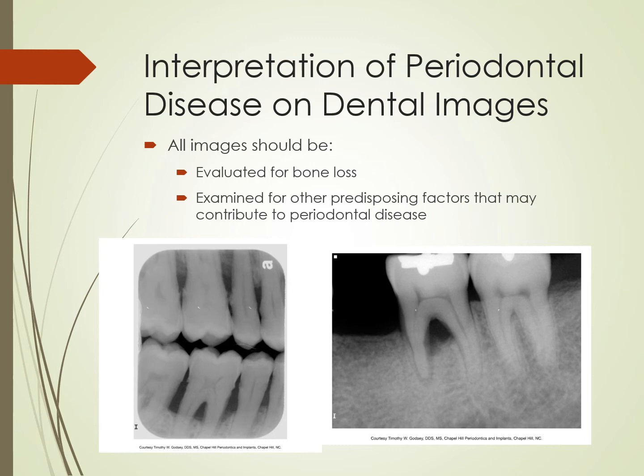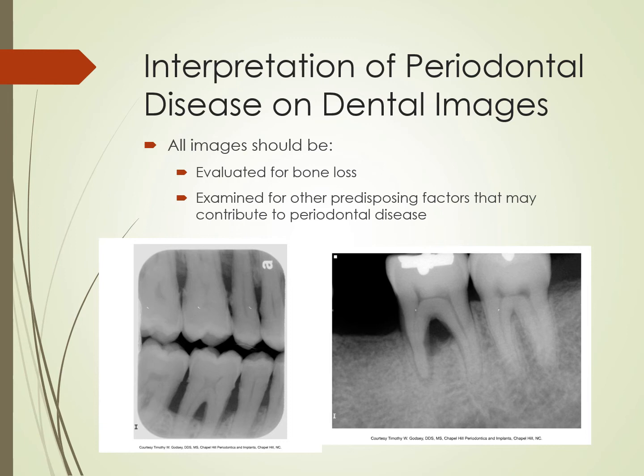Okay, so first up, on the interpretation of periodontal disease on our dental images, we should be looking for bone loss, right? It's kind of the first thing we all think of when we think of periodontal disease. So we're going to need to look for bone loss on our radiographs, but we also need to look for some of those predisposing factors that contribute to periodontal disease, or they contribute to bone loss.